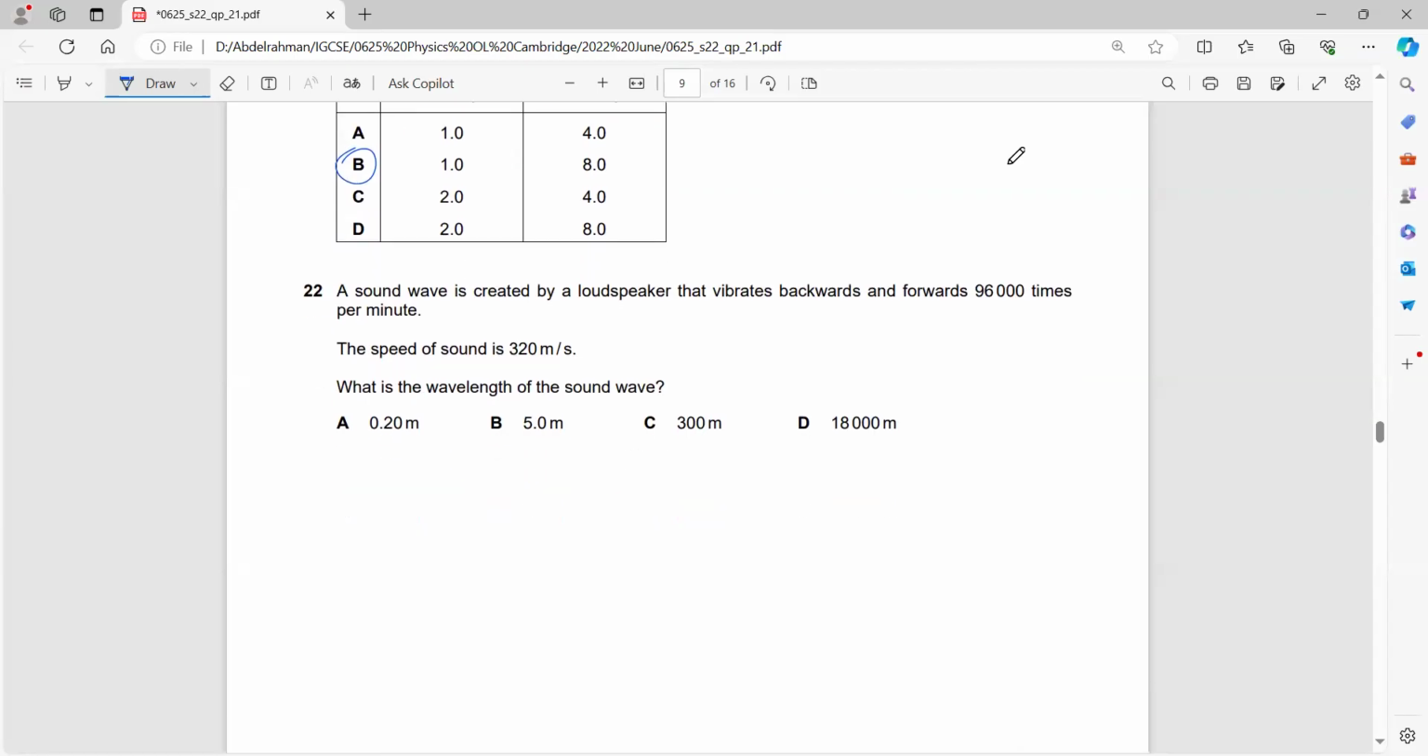Question 22. A sound wave is created by a loudspeaker. It vibrates 96,000 times per minute. The speed of sound is 320 meters per second. What's the wavelength? How can I find the wavelength? Speed over frequency. Okay. Can I find the frequency?